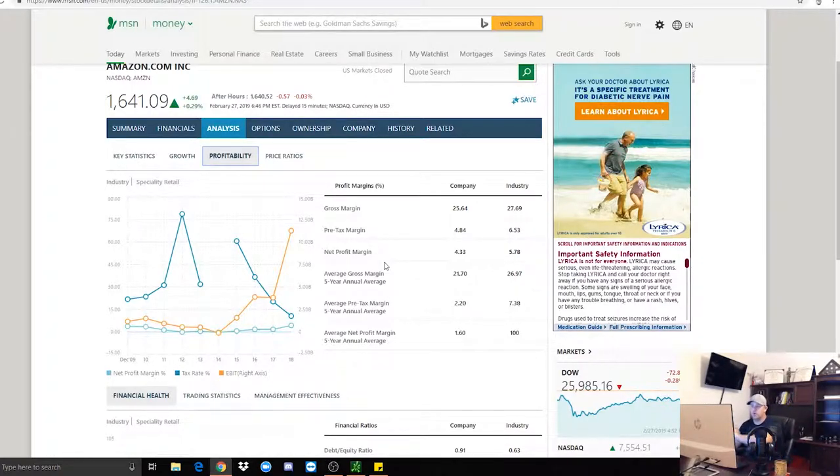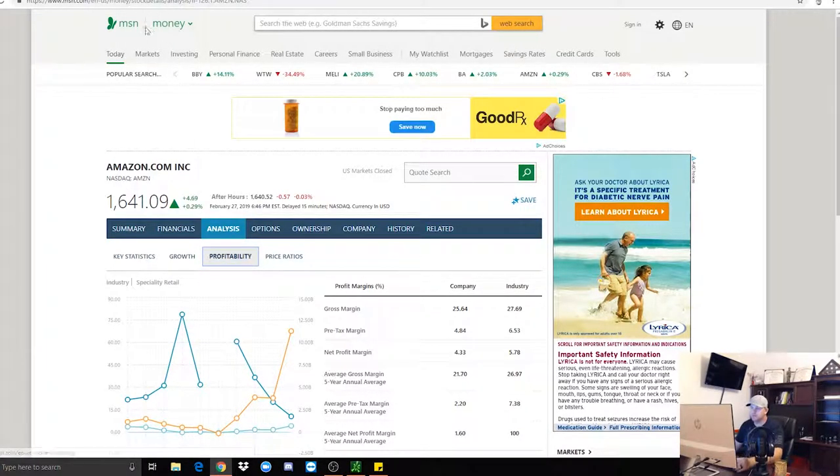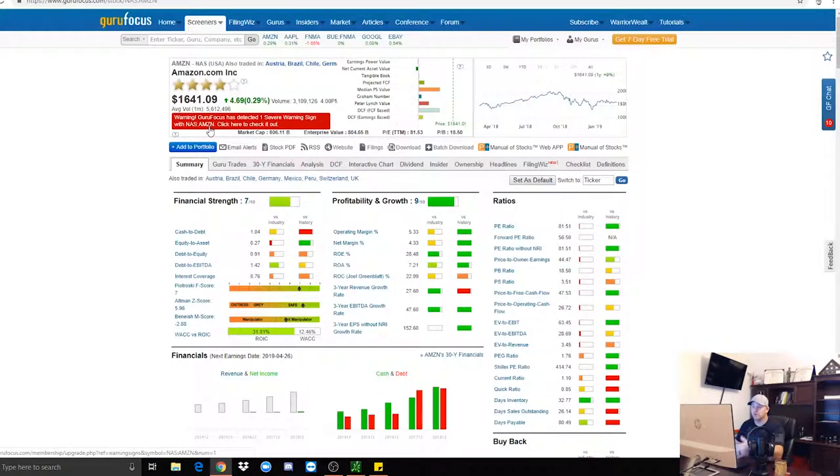But for this overall view, this MSN Money is powerful. And there's one other website that I want to show you, and that is GuruFocus. I am an affiliate. I've said this in the past. GuruFocus is great. It's about $400 and some a year, but it provides you with every single thing. It also helps you calculate these terms.